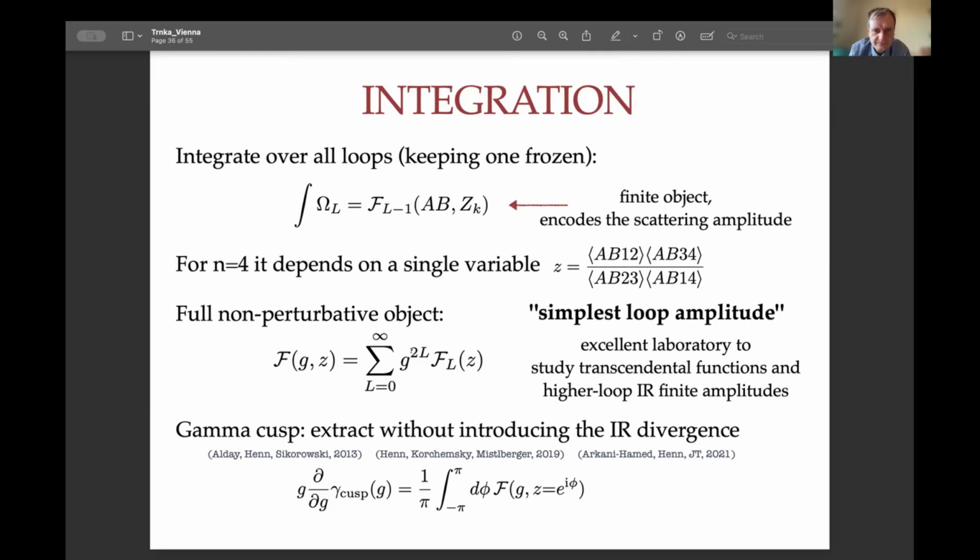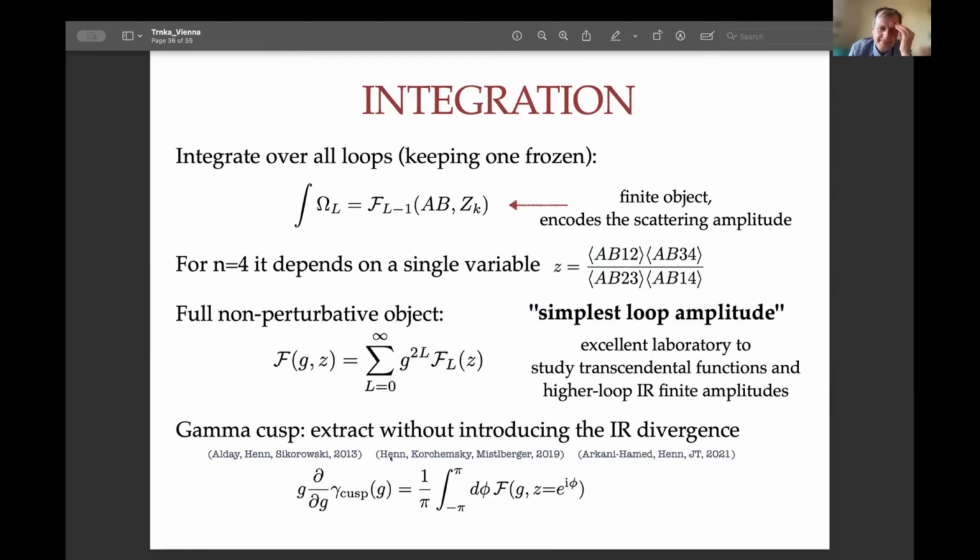Now, this object we can evaluate at each loop order. And again, if we want to formally define the full non-perturbative object, we can just dress it with the coupling constant with the appropriate power of G and resum L from 0 to infinity. The perturbation series is convergent for planar n equals 4. So this would be a convergent sum. It's IR finite, so this is just some function of G and Z. The sum has a finite radius of convergence.